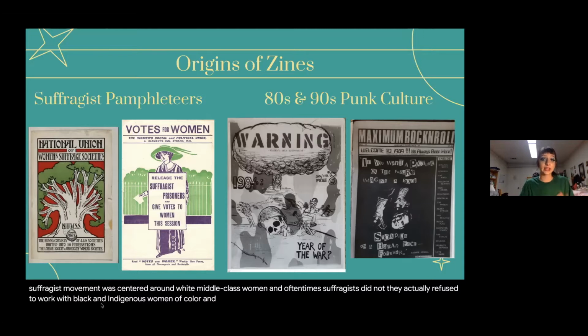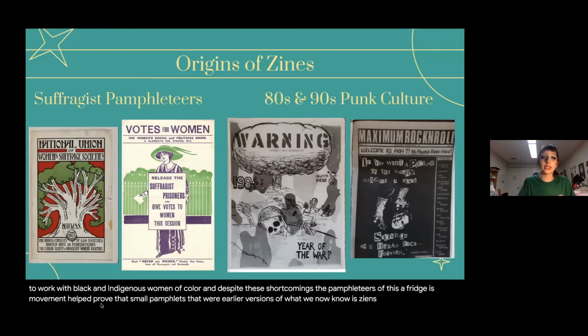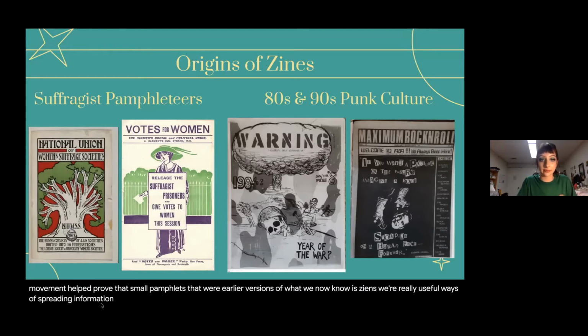And despite these shortcomings, the pamphleteers of the suffragist movement helped prove that small pamphlets, which were earlier versions of what we now know as zines, were really useful ways of spreading information. But the first actual zines originated in 80s and 90s punk culture.